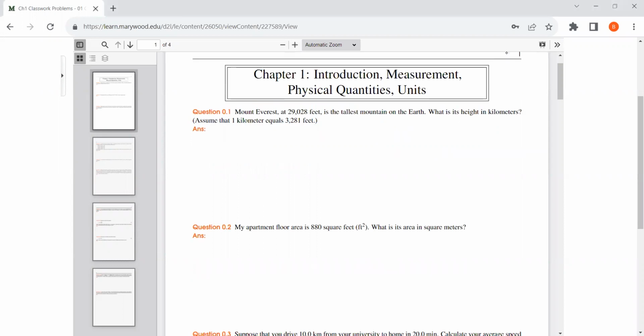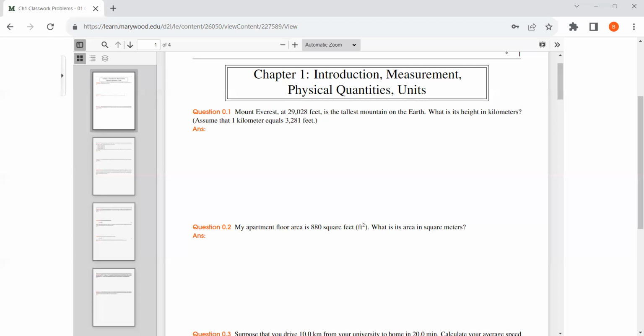The first one says Mount Everest, at 29,028 feet, is the tallest mountain on the earth. What is its height in kilometers? So here we have to convert a number in feet into kilometers. To convert this 29,028 feet into kilometers, the first thing we need to find is the relation between feet and kilometer.